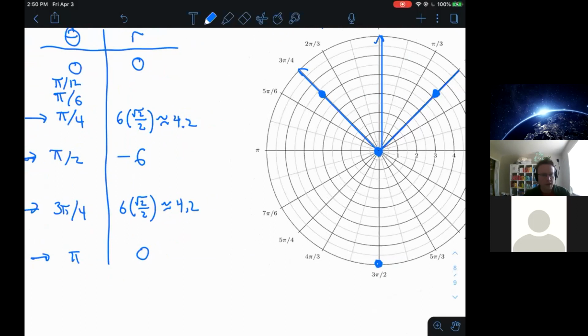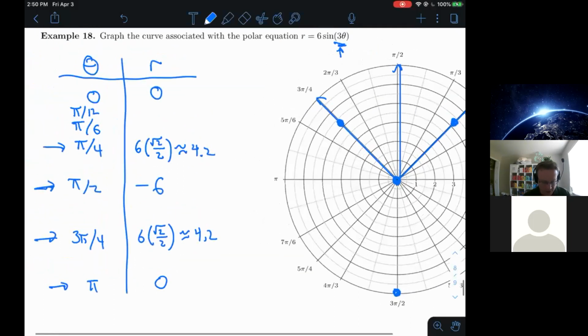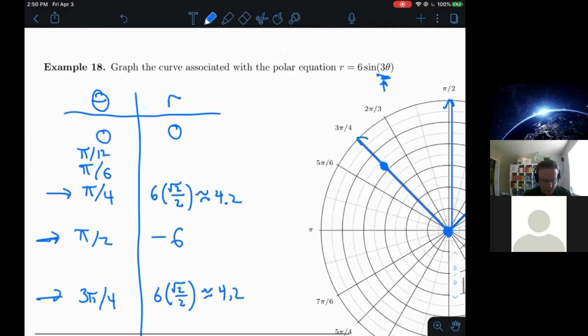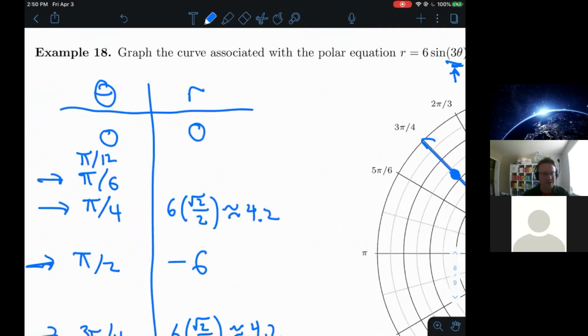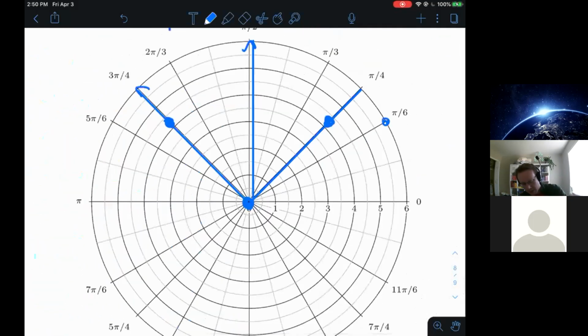So with this right here, we're not really getting quite the full picture yet, as you can probably imagine. So we need to include some other values. So let's maybe include something like pi over 6. This is a good one because when you multiply it by 3, you get sine of pi over 2. And sine of pi over 2 is 1. This is the biggest it's going to be. So you really see that it's 6. So in this direction, pi over 6, it would go out by 6.